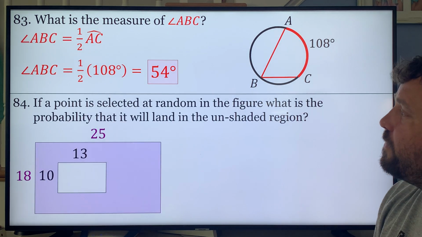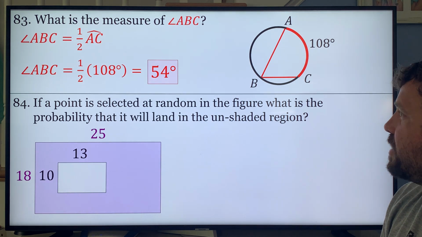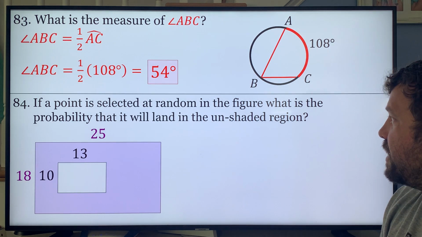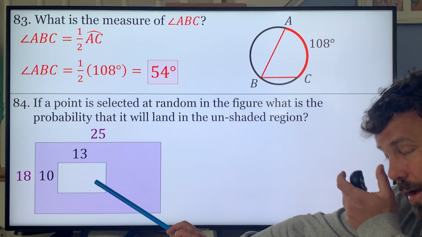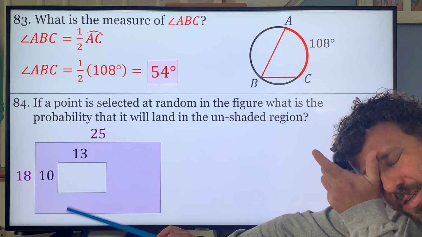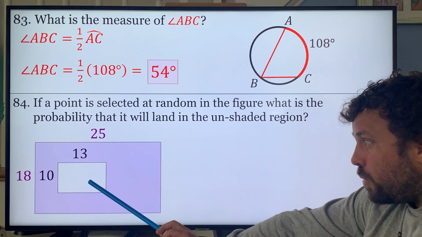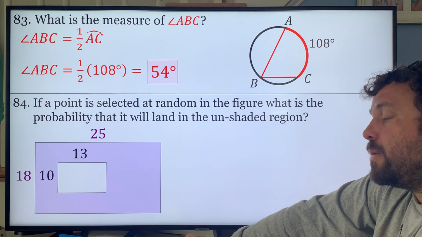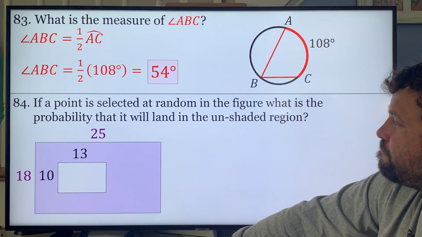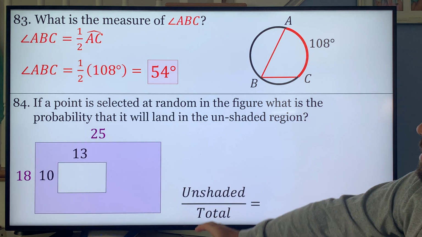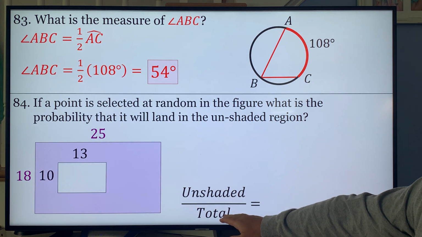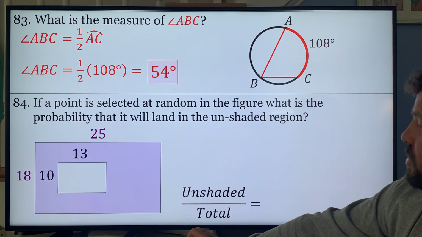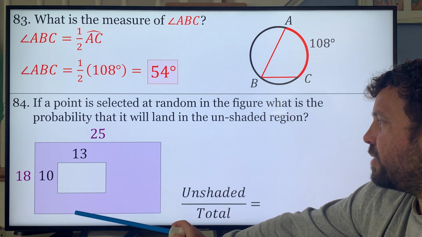Right. 84. If a point is selected at random in the figure, what is the probability that it will land on the unshaded region? Unshaded region is this region right here. So say I just drop something at random. What's the probability? Do you guys remember how to do probability? Oh, we want the unshaded over the total. It's like a percentage, right? So what do we want of the unshaded or what do we want of the total?